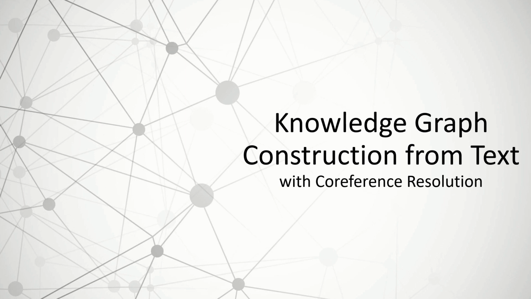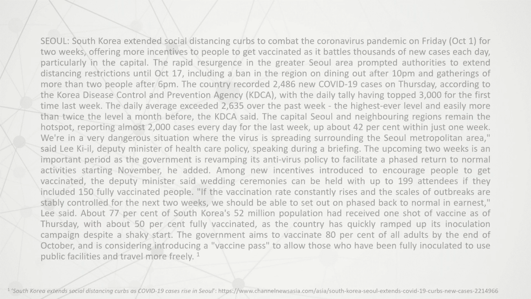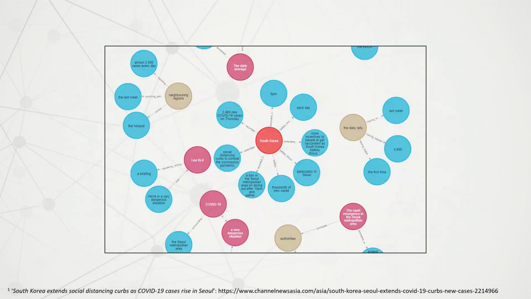Hello, I'm Shan and welcome to the video of my final year project, Knowledge Graph Construction from Text with Co-Reference Resolution. The motivation behind this project is to take an article, then transform it into a knowledge graph which provides a concise representation of the article.